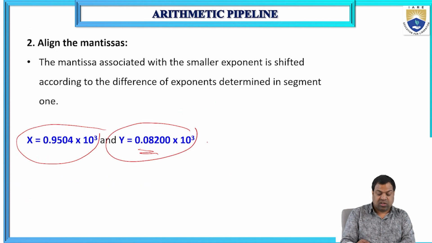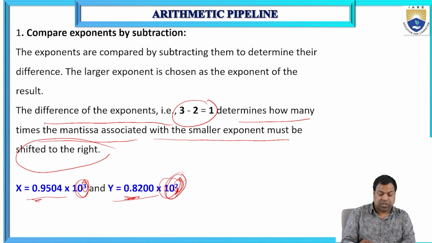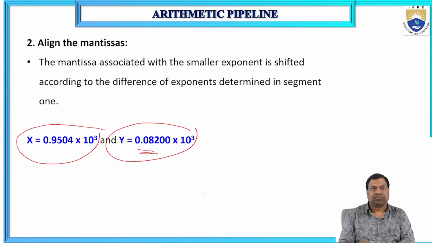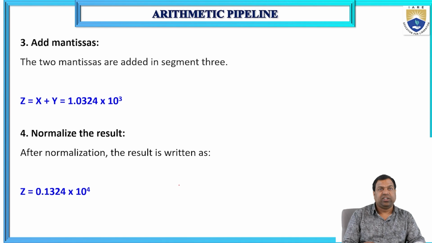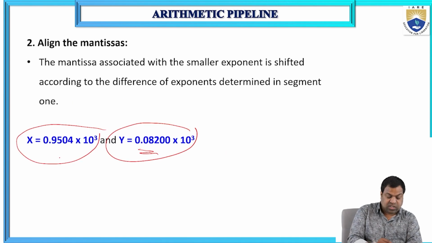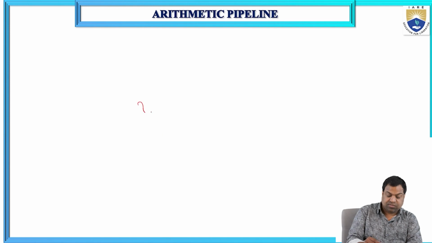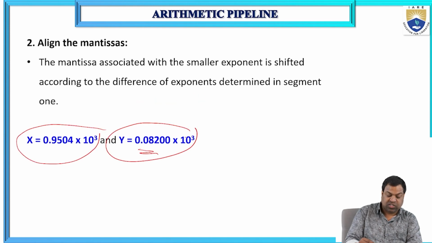So here align the mantissa, here compare the exponents, and the exponents compared here are 2 and 3, like this. Here align the mantissas. Next, add mantissa. The two mantissas are added. Z equal to x plus y. Here x plus y, Z equal to x plus y. Here Z equal to what is x equal?